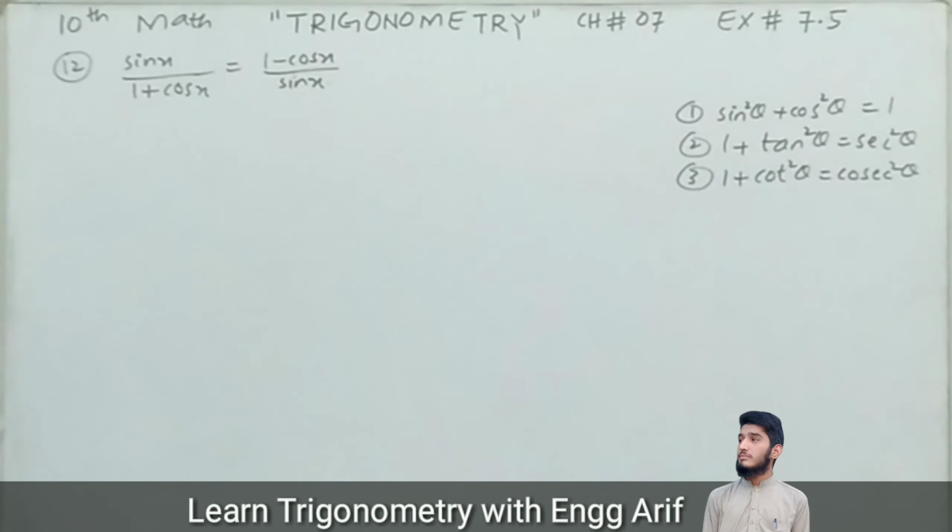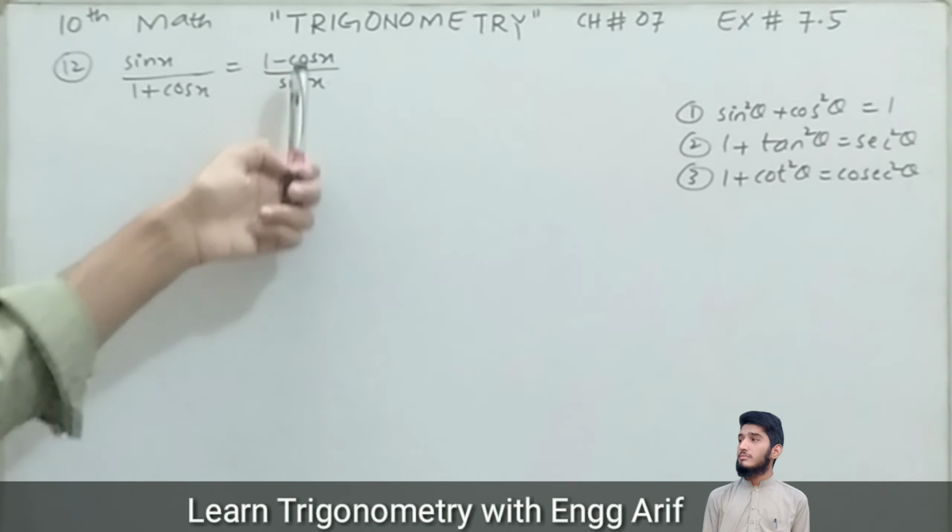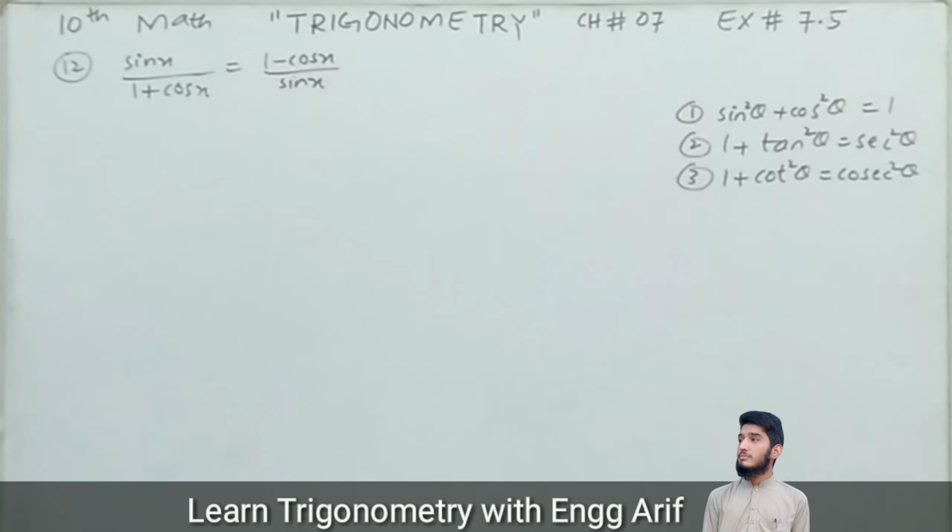Now on to the next question, question number 12. Sine x divided by 1 plus cos x should be equal to 1 minus cos x over sine x. This question is very easy. You can derive each side from the corresponding side.